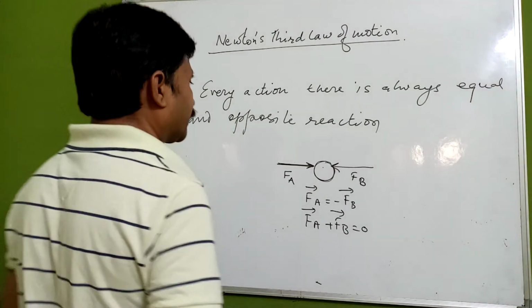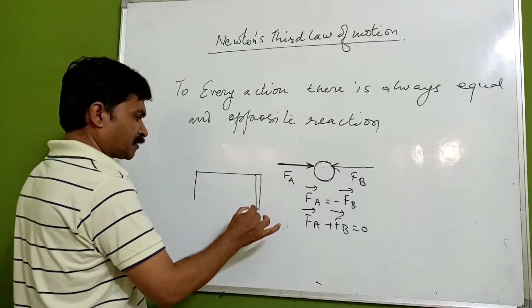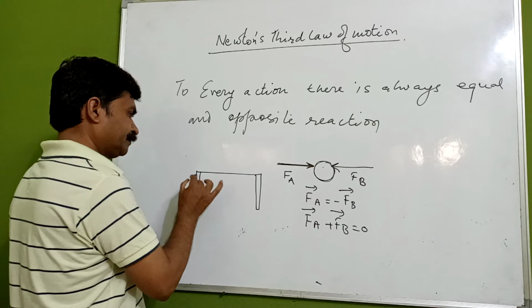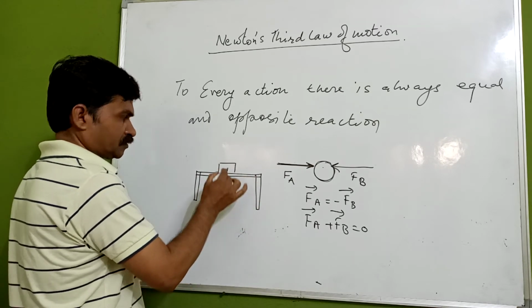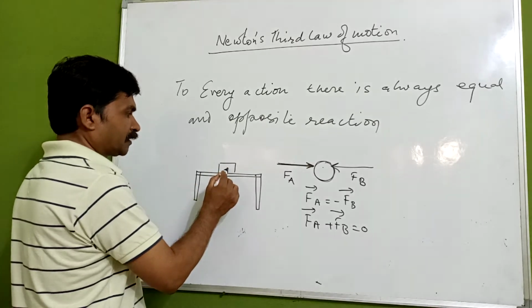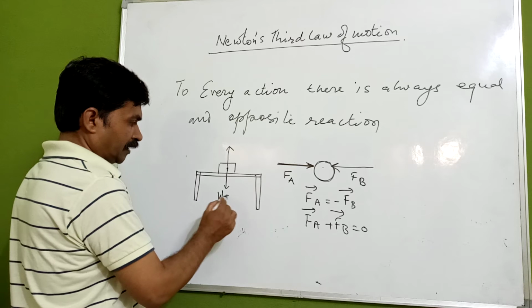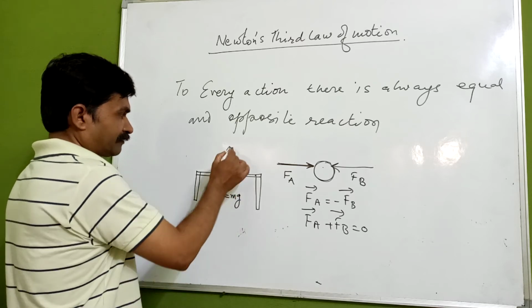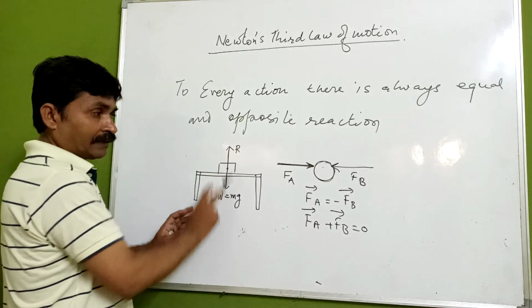Now here we can take another example. If we have kept a book on a table, there will be a force exerted by this book, which is the weight m into g, and there is a reaction which will be normal to it, so they are in an equilibrium position.